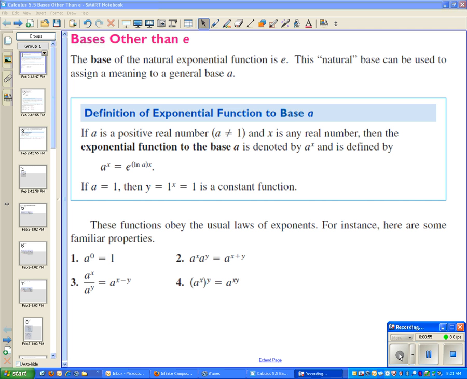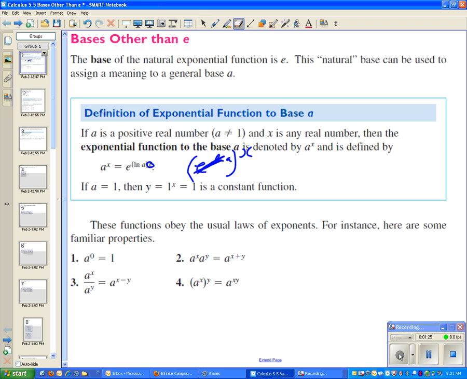Can anybody tell me why that definition actually does make sense? Yeah. Because if you think of it as e to the natural log of a, to the x, when you raise a power to a power, you multiply the exponents, right? So that's how the x gets there. But look, the e and the natural log, they undo each other. So you're left with a to the x.